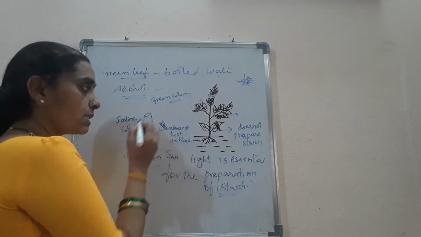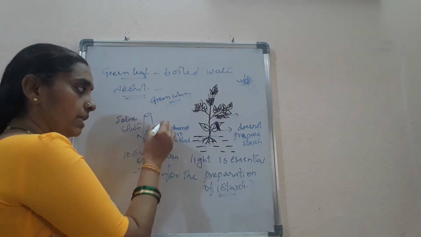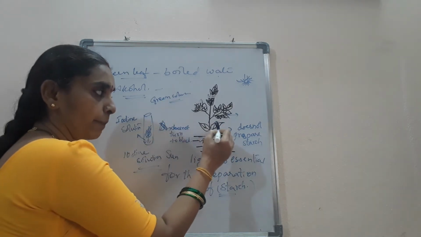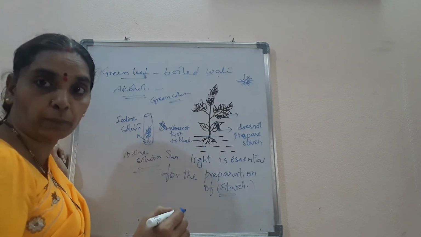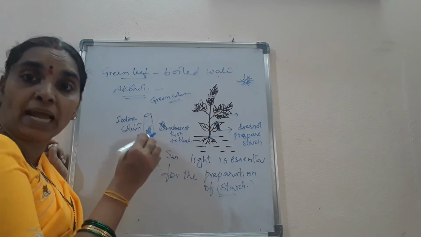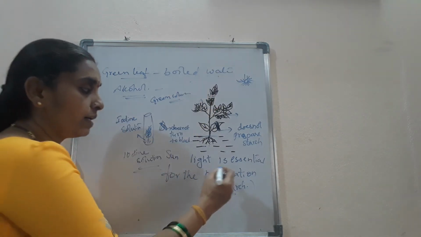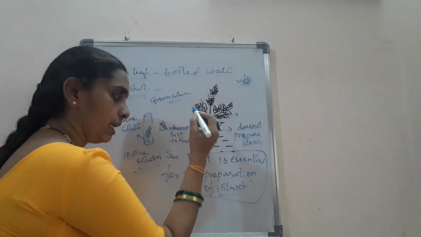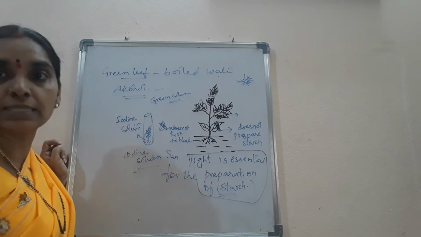The other portions turn blue or black, whereas the portion that is covered with the black paper does not turn blue or black. This proves that plants require sunlight for the preparation of starch. Sunlight is essential for the preparation of starch.